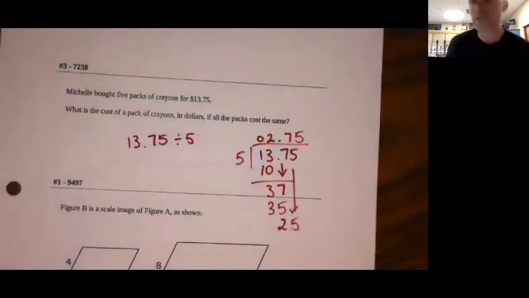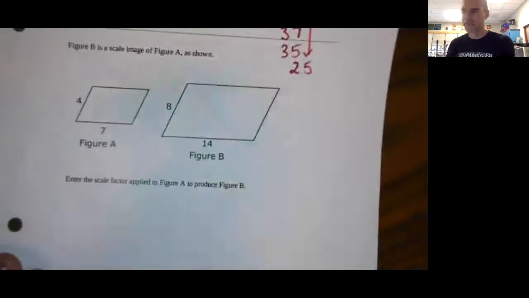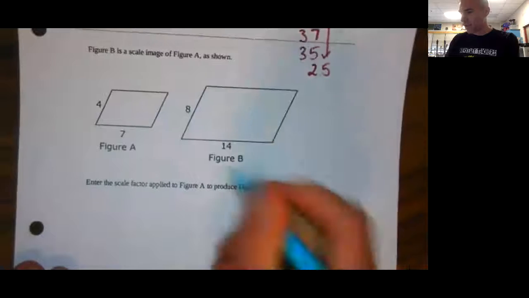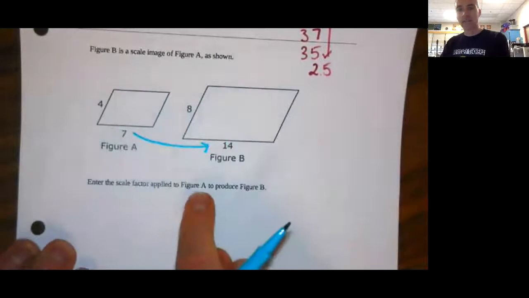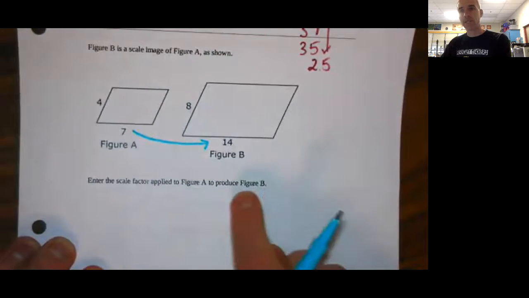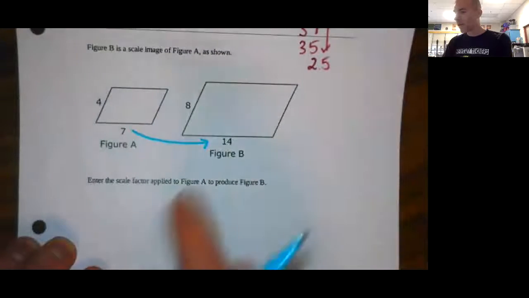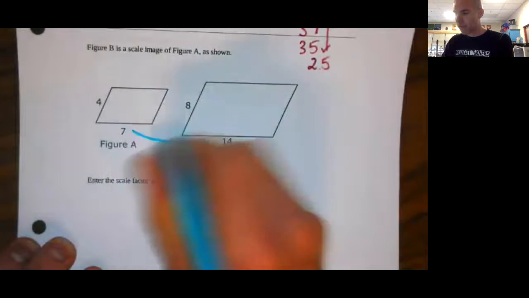All right, so let's do the next one. It's about scale drawings. This one's really easy. I hope everybody in class got this one. Remember, we just need a scale factor that's going to take figure A to figure B. I noticed that it says figure A to produce figure B. If it had said figure B to produce figure A, I would be looking to draw that arrow the other way, right? So really this is just what number all these sides are being multiplied by?